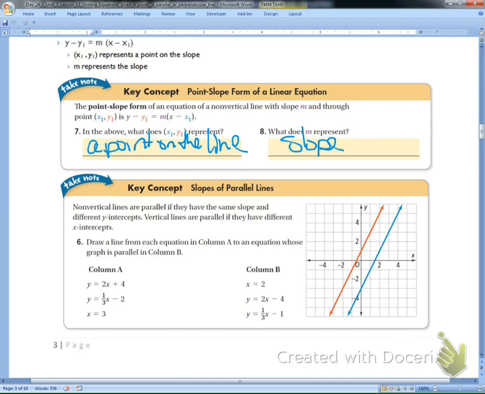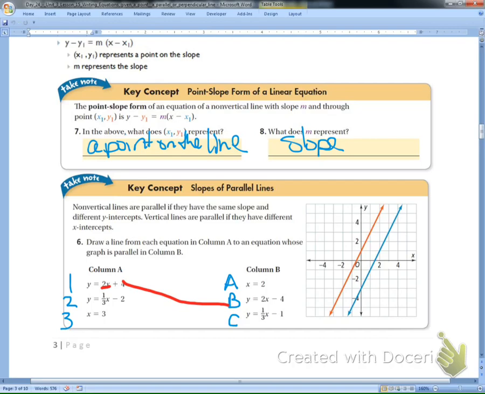In our key concepts of slopes of parallel lines, I said before that the slopes of parallel lines are the same. So here we have three equations. I'm going to go ahead and number them 1, 2, and 3 here for you. And another set of equations, we'll call them A, B, and C for now. And the directions say to draw a line from one column to the other whose lines are parallel. Well, if they're parallel, then that means they have to have the same slope. So let's see if we can do that. On your first equation, number 1, which letter will that go to? Well, if our slope is 2, B is the only one with a slope of 2.